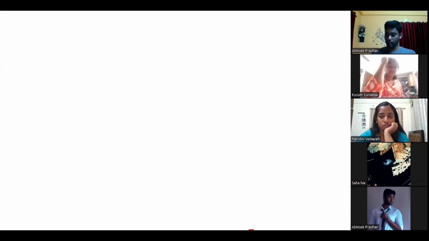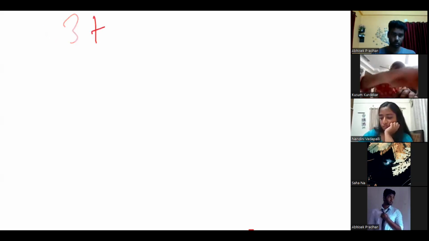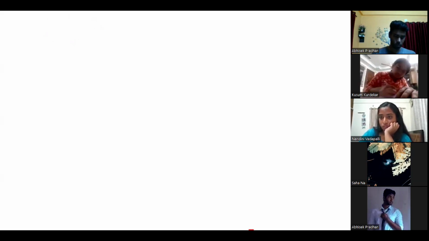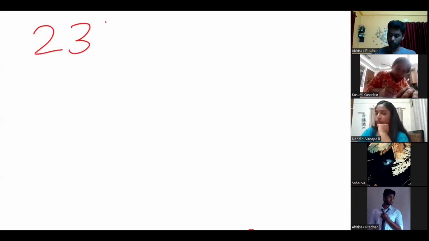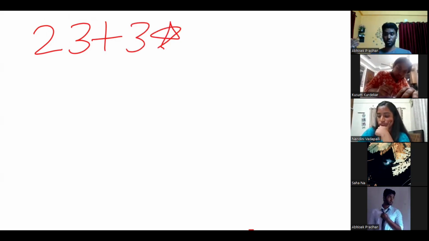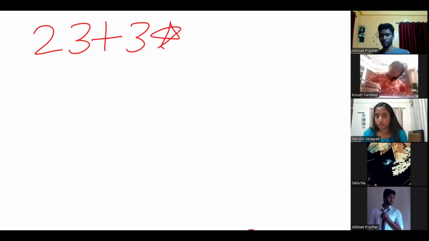So let's evaluate this postfix expression: 2 3 plus 3 star. Now, how do you identify an expression? Is it postfix? Is it prefix? Is it infix? See, in postfix, all your operators will be after your operands. So see here, 2, 3, then there is this addition, and after that, 3, there is this multiplication.